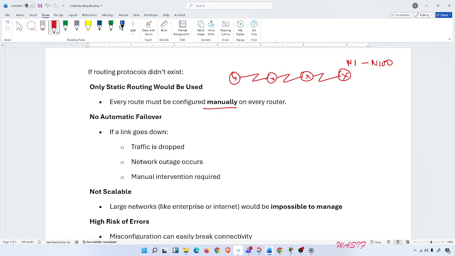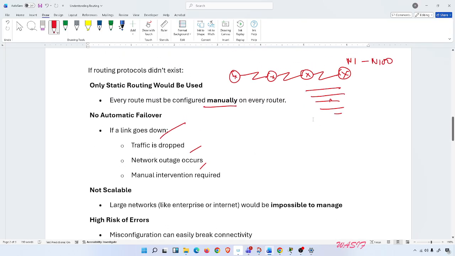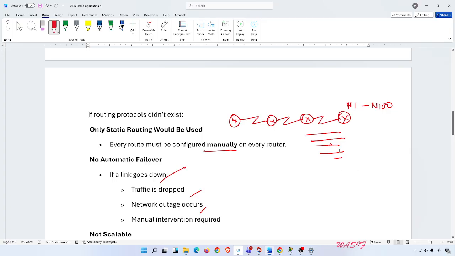That means you will have to write hundreds of lines for each of the routers. Very complex. And if anything changes, then the whole routing infrastructure will break, so you need to fix that. Otherwise, depending on what you configure, the whole routing infrastructure could break. Traffic will drop if the link goes down or if something changes. Not scalable, because it is impossible to manage these hundreds of lines of code.